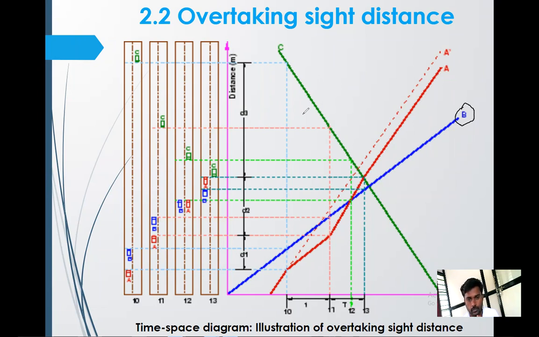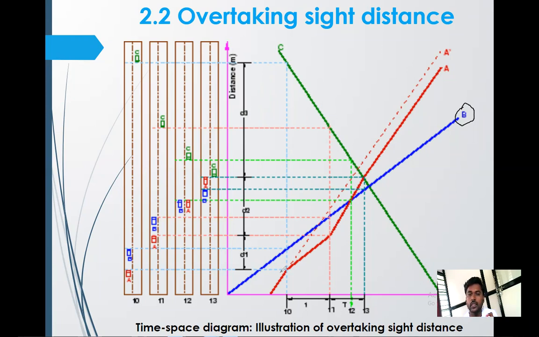It is a straight line. Means what? Vehicle B and vehicle C are constantly moving with the same speed. They do not change their speed. They do not accelerate. Okay. Line B and line C, what it indicates? They are moving constantly with the same speed without any acceleration.